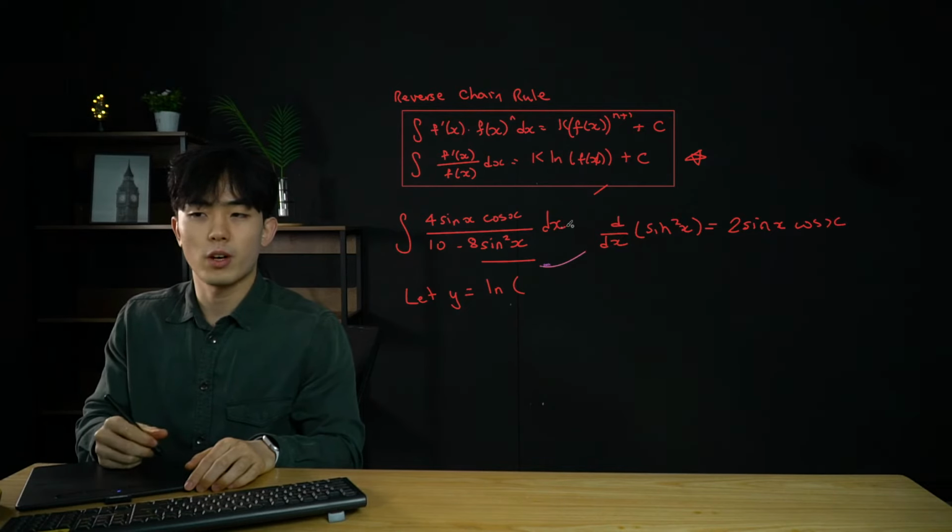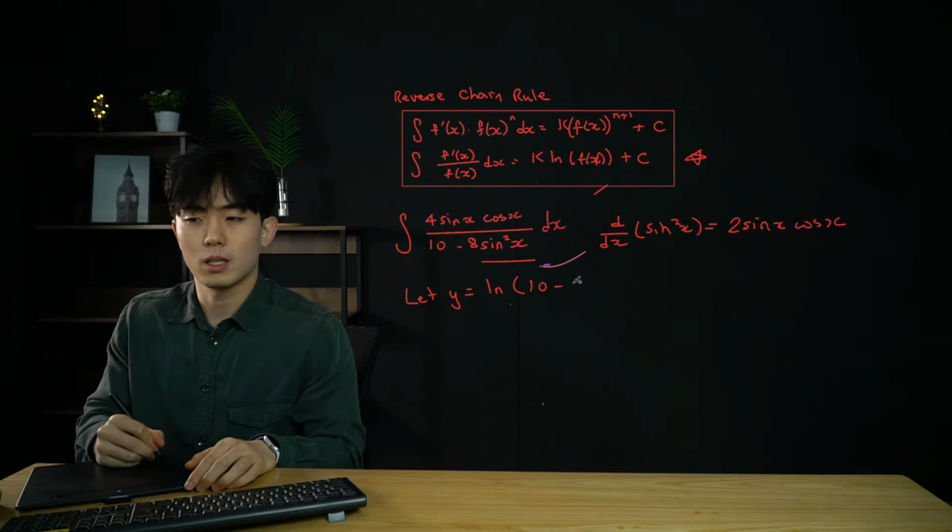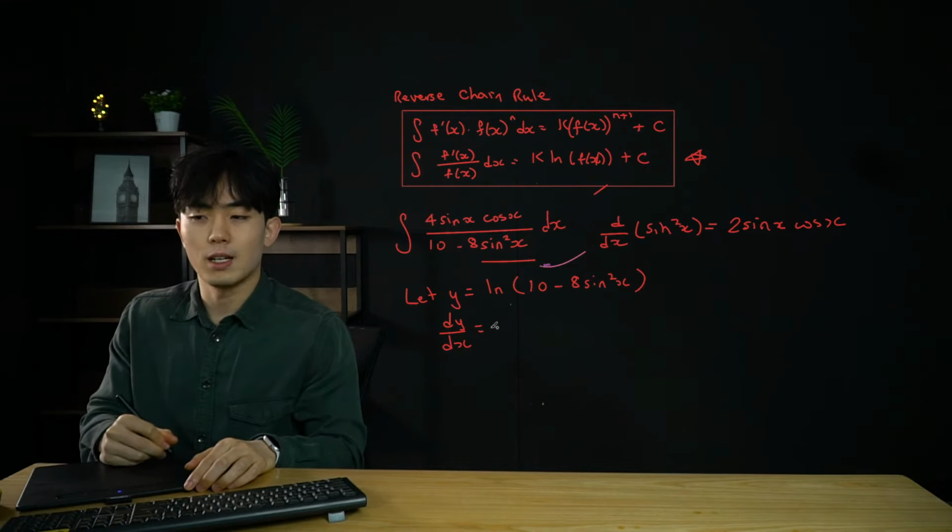So ln, the function being the denominator here. So the whole denominator, 10 minus 8 sin squared x. The reason why we do this is because if we were to differentiate this y term, dy by dx, we're differentiating a ln term, we always get a fraction with this function always on the denominator and the derivative of this function on the numerator.